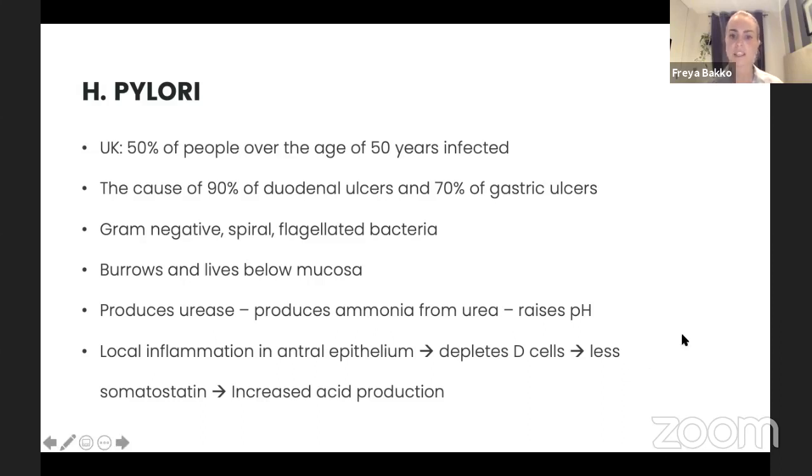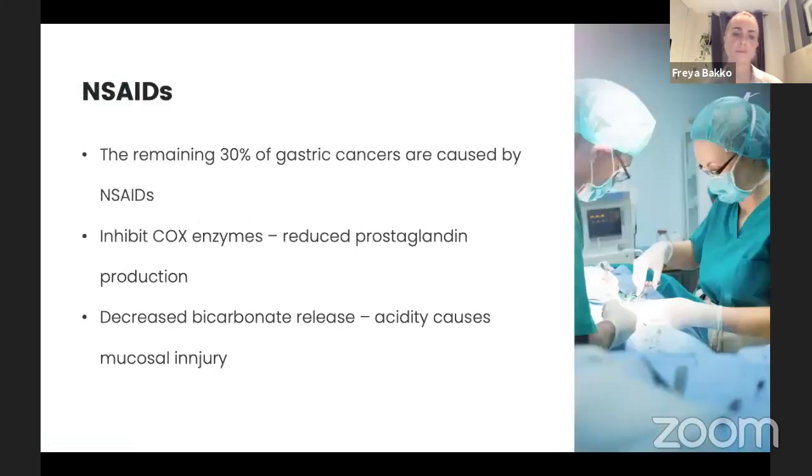And this inflammation eventually leads to ulcer formation. Now we're going to touch on why NSAIDs cause gastric ulcers. NSAIDs most commonly cause gastric rather than duodenal ulcers. The reason for this is that NSAIDs inhibit COX enzymes, and the COX enzyme produces prostaglandins, and prostaglandins help produce bicarbonate, which reduces the pH and reduces the risk of inflammation. So when we inhibit the COX enzyme, we get a more acidic environment in the stomach, and therefore that causes inflammation of the gastric mucosa.